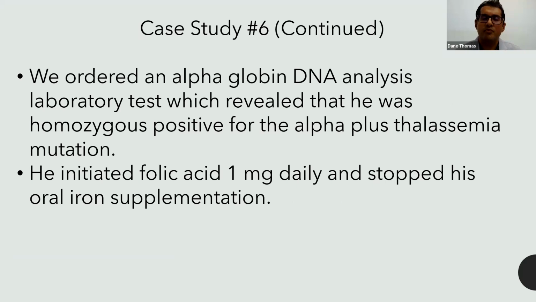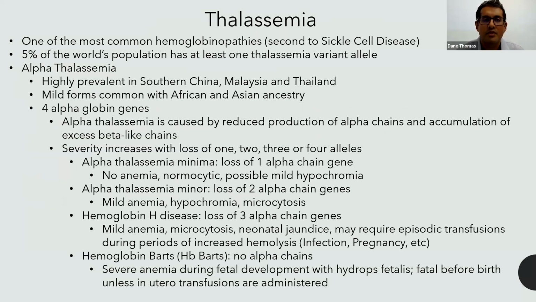When we saw him for consultation, we ordered an alpha globin DNA analysis, laboratory testing, which revealed that he was homozygous positive for the alpha plus thalassemia mutation. So therefore, he has alpha thalassemia. We initiated folic acid, 1 milligram daily, and we had instructed him to stop taking his oral iron supplement because his iron studies were normal and were at goal. So thalassemia is rare, but it's important to note.